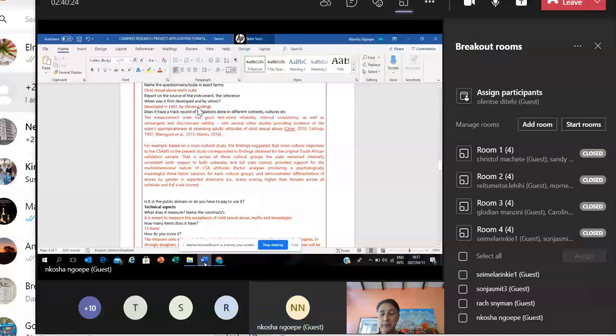Okay, so it just has the 15 items, and you just add up by summing. I think that's what they said. So I assume if it's only 15 items, it will be a unidimensional scale. So what does that mean?